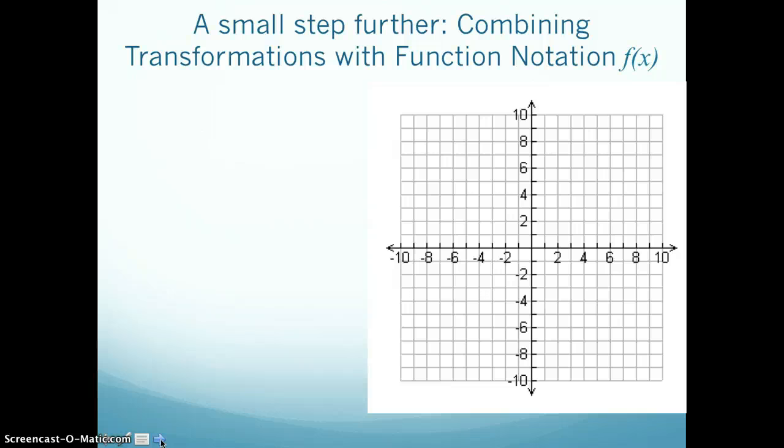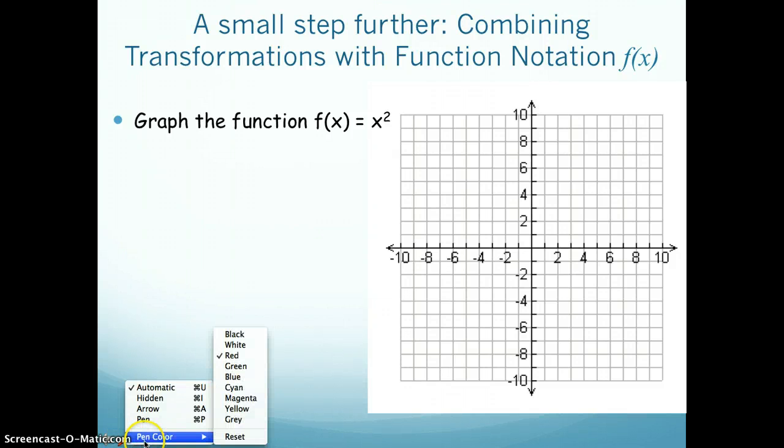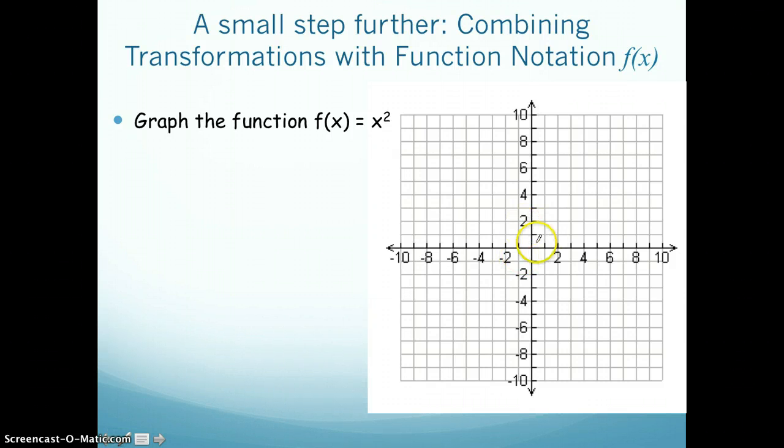Okay, so now what we're going to be doing is combining this idea of transformations with our function notation f of x. So let's say we're looking at something as simple as f of x equals x squared. So I'm going to graph that. So we know that's our most basic parabola. So if f of x is x squared, then if x is 0, then f of x is also 0. If x is 1, then 1 squared would be 1. And if x is -1, f of x would be +1 as well, because -1 times -1 is +1.